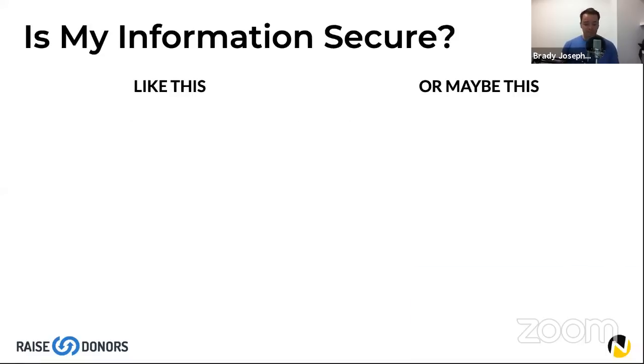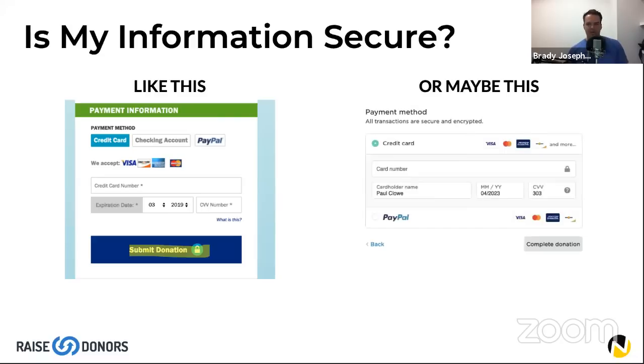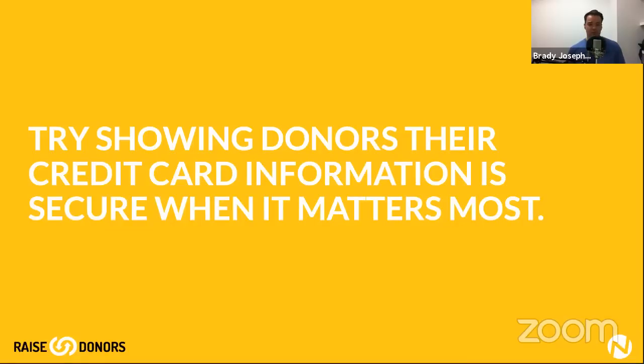So here's a few examples that we saw. Slightly different treatment here, right? Submit donation, and they have that little lockbox right on the button. So it communicates confidence and trust. Or something like this. You can see here they have all transactions are secure and encrypted, and they also use a lockbox right where the credit card number goes in. So kind of different ways to apply this concept. But the key concept and something for you to try is, can you show donors that their credit card information is secure when it matters most, when they're filling it in? So that's one way to build trust and security.